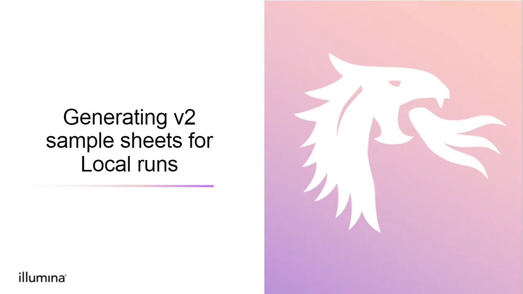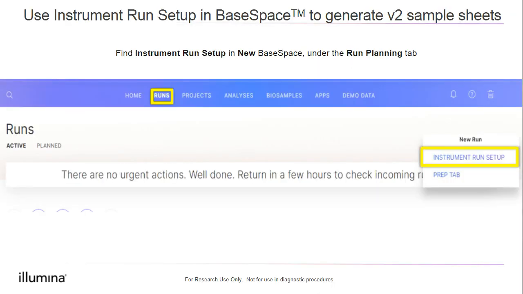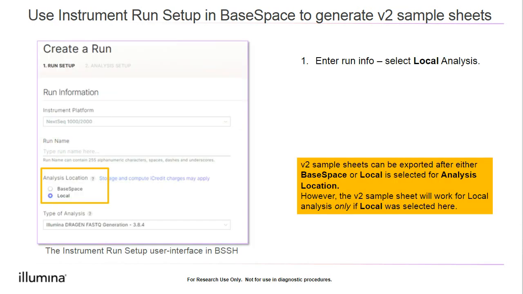Okay, now that we are aware of the run modes, let's talk about how to generate V2 sample sheets for DRAGEN FASTQ generation. We highly recommend using the Instrument Run Setup in BSSH to generate V2 sample sheets. To access the BSSH Instrument Run Setup, once on the dashboard, you will click Run and then New Run and select Instrument Run Setup from the drop-down menu. Next, you'll be taken to the Run Setup page.